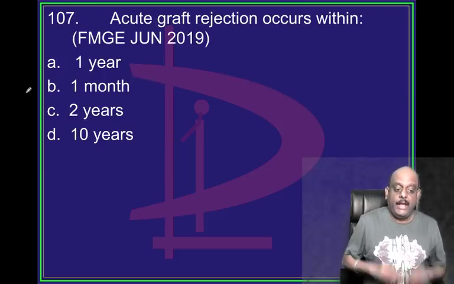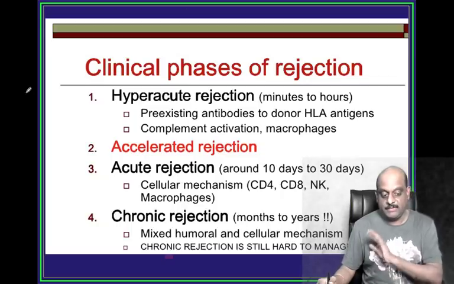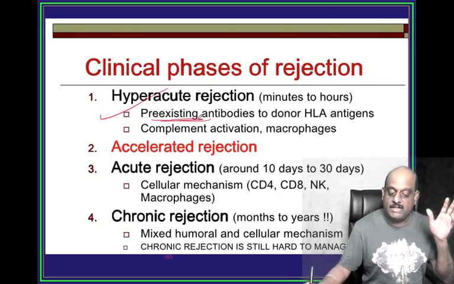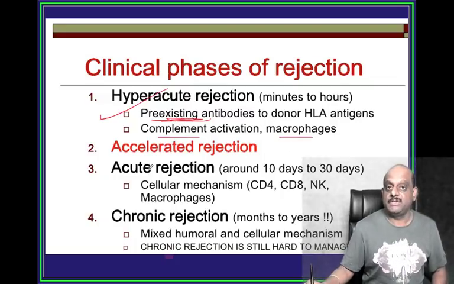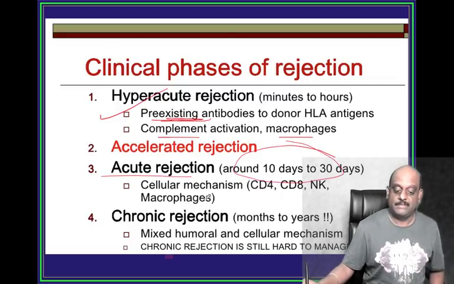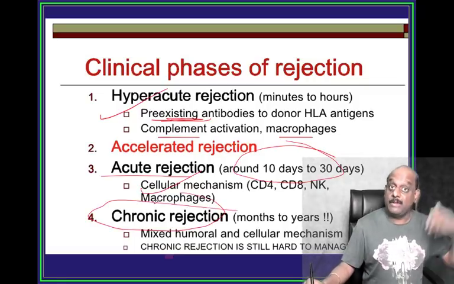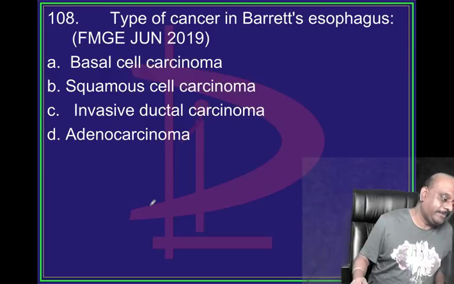Now doctor, acute graft rejection, when will it occur? Within 1 month. Hyperacute rejection means within minutes by the pre-existing antibodies. It leads to complement activation. Then you have acute rejection between 10 to 30 days. It is a cellular mechanism. Chronic rejection means months to years. That is what you have to remember.